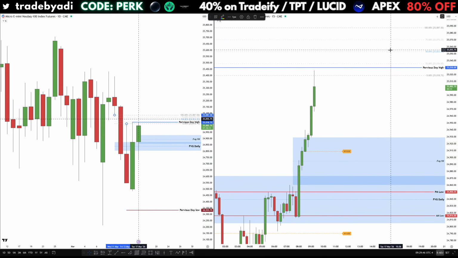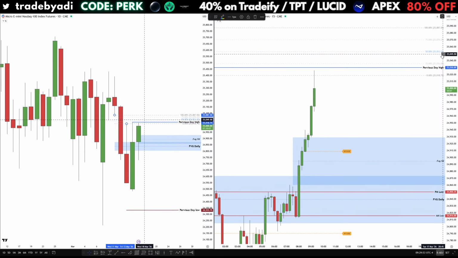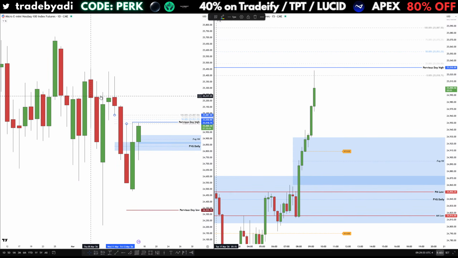So we can also mark down the quadrant levels. The 50% level for the fair value gap is going to be 20,5053. And if the market wants to push higher, then we can also look for a run to the buy side liquidity.